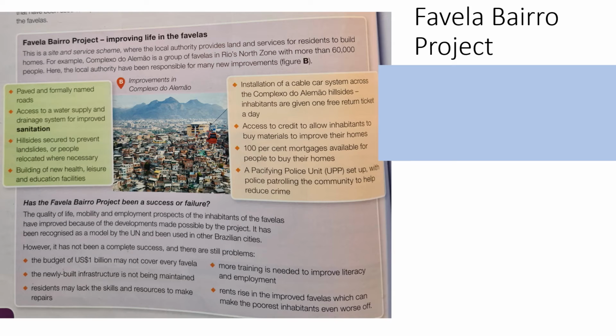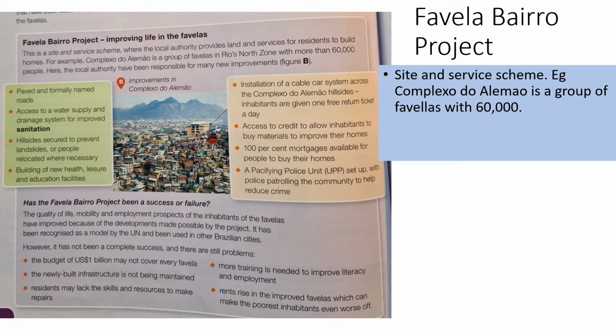So here is a key way in which Rio has planned for their urban poor. So make sure you put a subheading for Favela Bairro project. Now, this is a site and service scheme. So what that means is that they give the land and the services for people to then build their own houses. So they provide an area where they can build, and also make sure that they've got access to things like electricity and water supply.